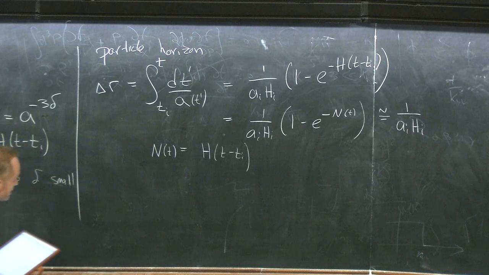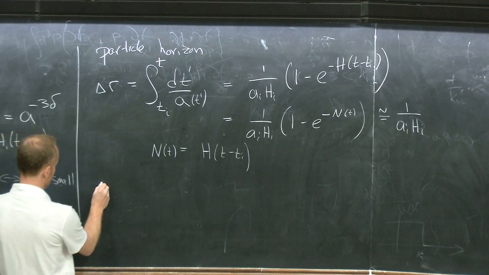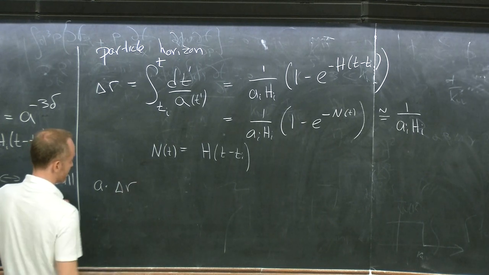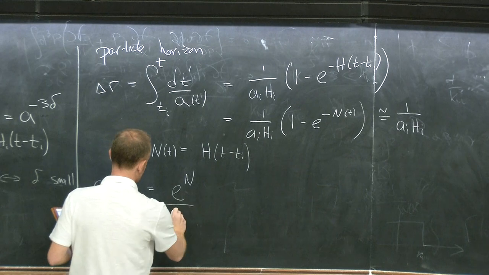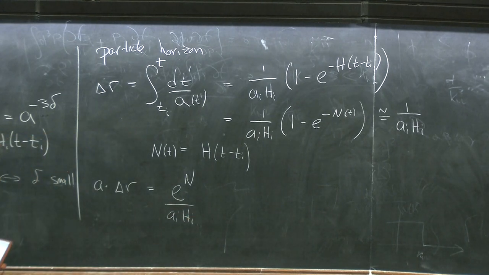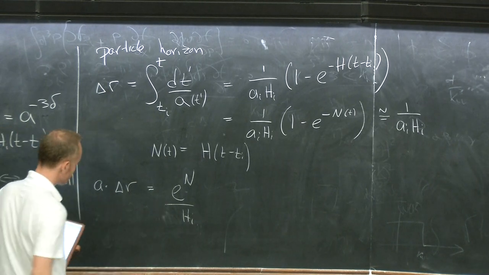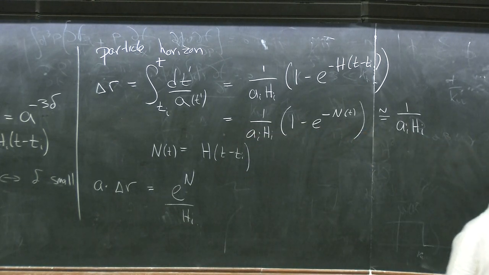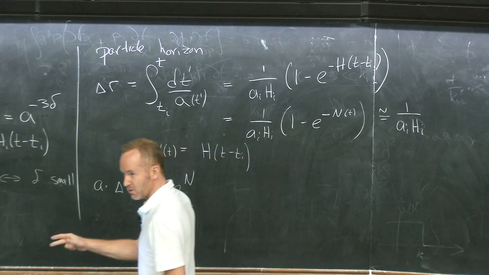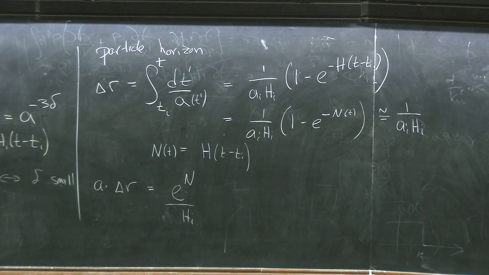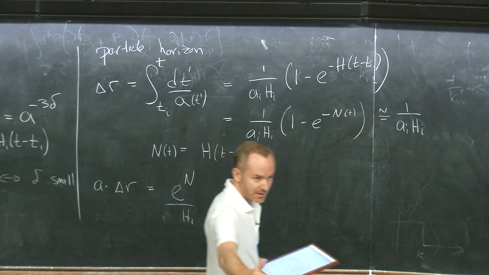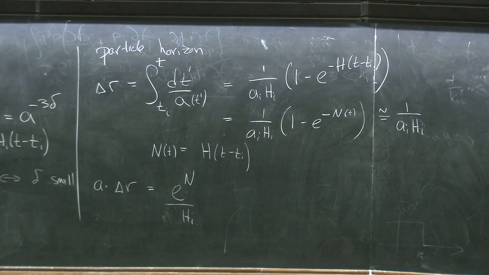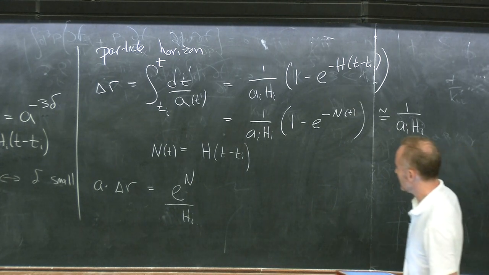You might be interested, though, in what this means physically. What happens to the physical distance? So the physical particle horizon is a times delta R. And so that goes as e to the n over a_i h_i, actually just over h_i. So the physical particle horizon is initially 1 over h, as usual. But as time passes and n increases, it grows exponentially. So, put in very simple terms, what's happening is that inflation is blowing up the universe. It's making the universe expand so rapidly that light, just like everything else, gets carried along with the Hubble flow. So even something moving at the speed of light effectively doesn't move in these co-moving coordinates.